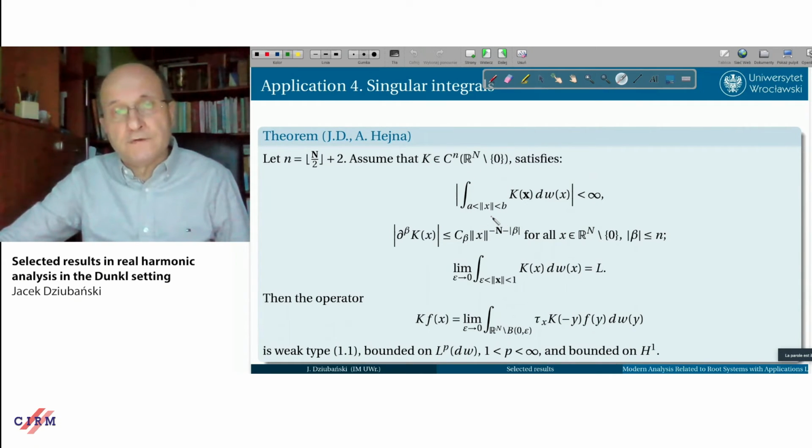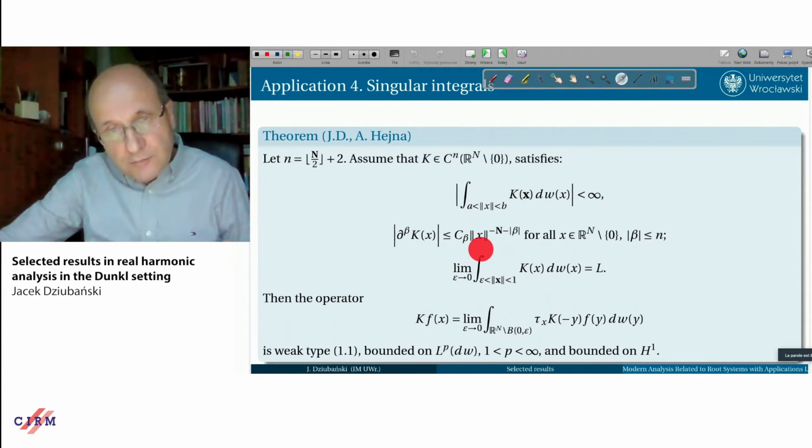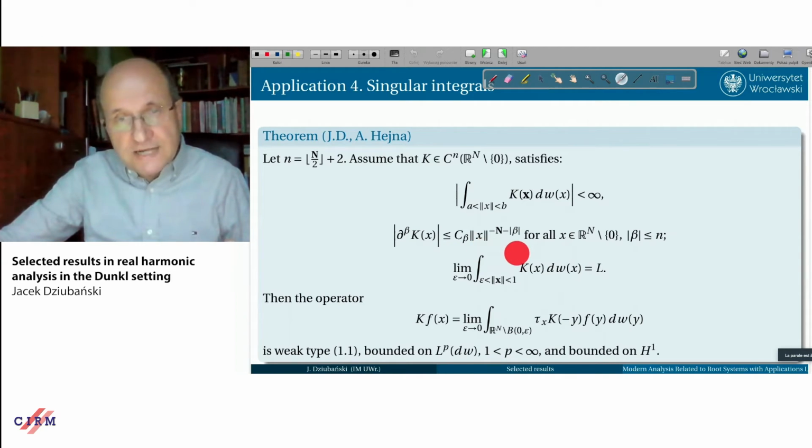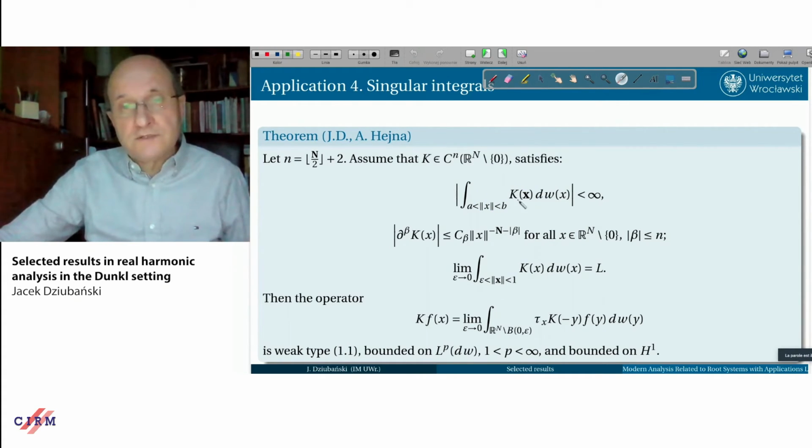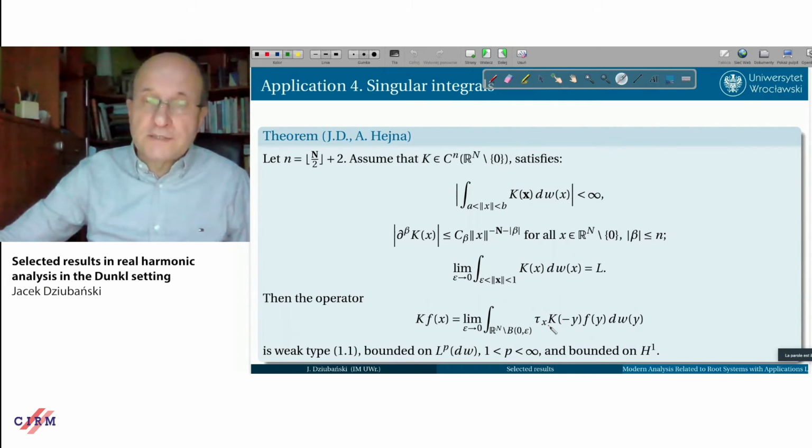So we have that the integrals over any annulus are uniformly bounded. We have some homogeneity property: if we differentiate the function k, we get this kind of estimate. And we assume that the limit of the integral of the function k as epsilon goes to 0 is L. Usually, this integral is assumed to be 0. Then the operator which is of the form of the singular integral operator with kernel k is of weak type 1,1 and bounded on L^p.